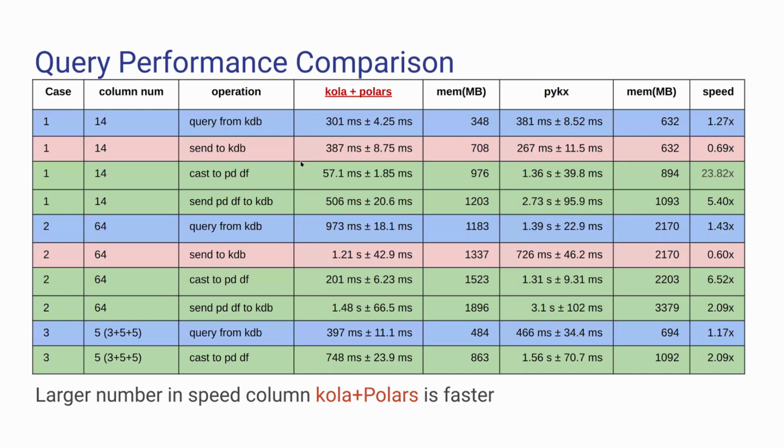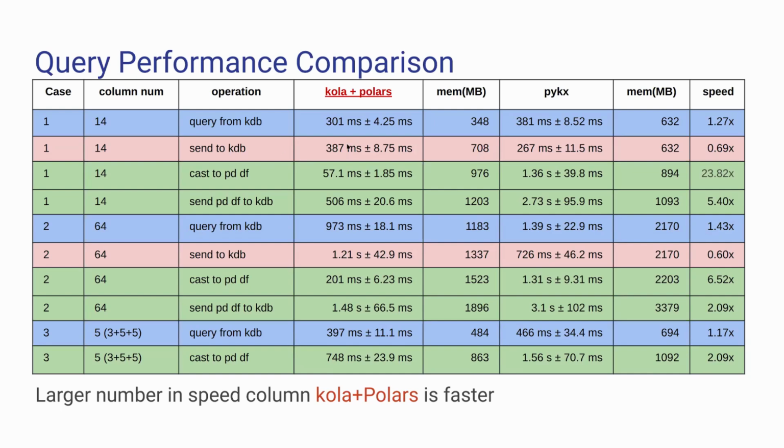When compared with PyKX, we have to combine kola and polars, because PyKX provides the interface and also the data frame. You can see all these red lines are mostly provided by polars, and the blue and red lines are provided by kola. So for the large number of columns, kola plus polars is actually faster. There are only two cases where it's actually slower: sending polars to KDB compared to sending KDB format to KDB.